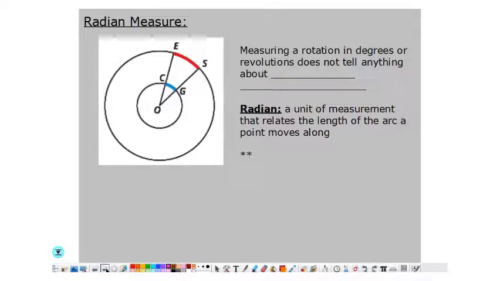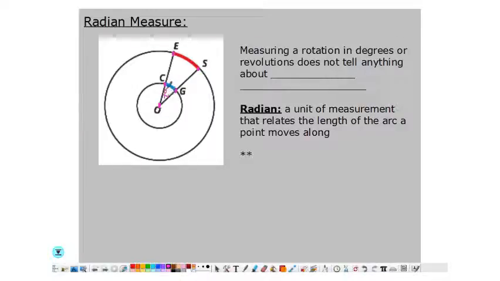Okay, so far in geometry, you've only ever measured things in degrees, and so in trig, we use this different measurement called a radian. So we're just going to start exploring what that means. If we look at this picture, there are 2 circles, and they both start at center O. The smaller one is of course smaller, so moving from point C to G along that blue line is a very short distance, and we can see that if we moved along the bigger circle from E to S, that is a longer distance, even though they have the same angle.